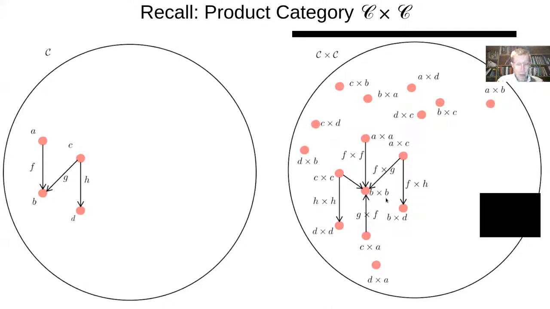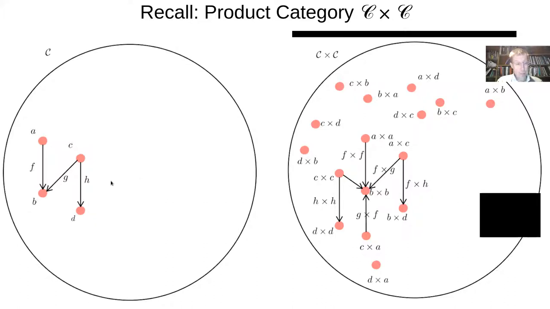But the plot thickens, right? Because if you have A and C, for example, mapping both to B, you can get a map from A cross C to B cross B. That's F cross G, because you have this map and you have this map. And so you can get that map there. So we have this product category for a given category C. The product category has not just objects, which are pairs of objects, but morphisms, which are pairs of morphisms.